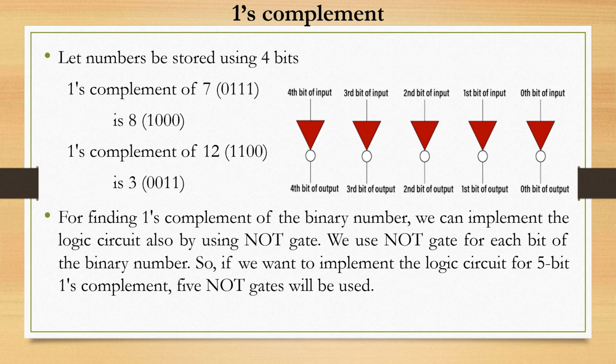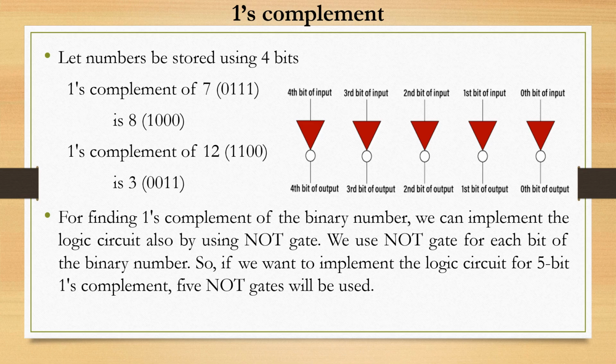Now, how do we get the ones complement using a circuit diagram? To get the ones complement, we simply apply the NOT gate. So how does the NOT gate work?